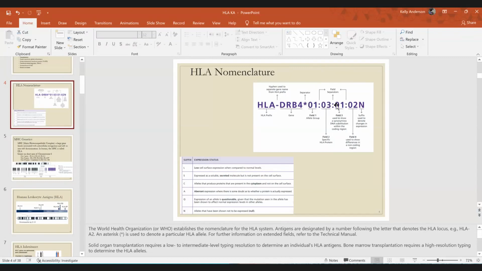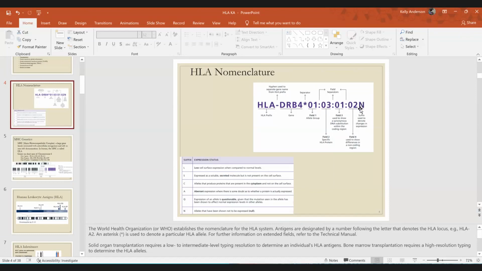And then basically the third field would be another SNP that causes some kind of substitution within the coding region. And then the next field would be a SNP that causes a difference in a non-coding region. So it doesn't change the actual antigen at all. And then the last thing, so some may have a letter here, most do not, but they will tell you something about the change in expression.